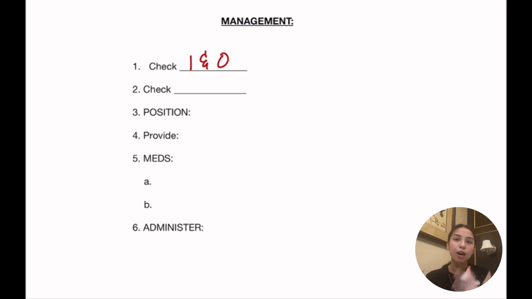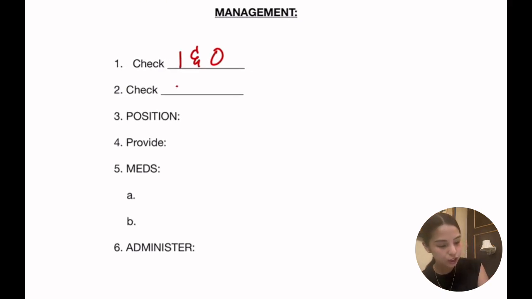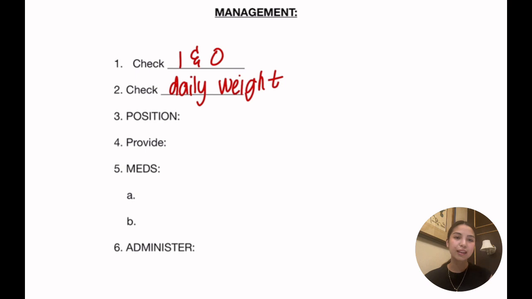So we measure strictly the intake and the output of the patient because our problem is the fluids that exist in our lungs. Okay, so we want to get rid of those. So be careful and be strict when you're measuring intake and output for a patient with heart failure. You also want to check the daily weight again, because your weight is a good indicator of the amount of fluid that exists in your body.